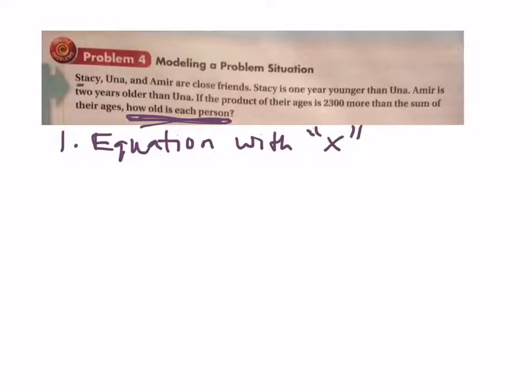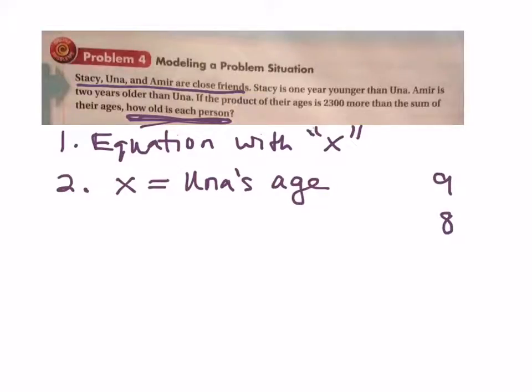Alright, so the first sentence is just background information, we don't really need that. The next 2 sentences are important, and notice that they are describing Stacy and Amir's ages in terms of Una's. So Una's is the unifying factor. Let's call Una's age x. So x equals Una's age. Now Stacy is a year younger than Una. Like if Una was 9, Stacy would be 8. Well, how do we describe that relationship? If x is 9, because x is Una's age, then we'd need to subtract 1 from that to get Stacy's age. So x minus 1, 1 year less than Una's age, is Stacy's age.